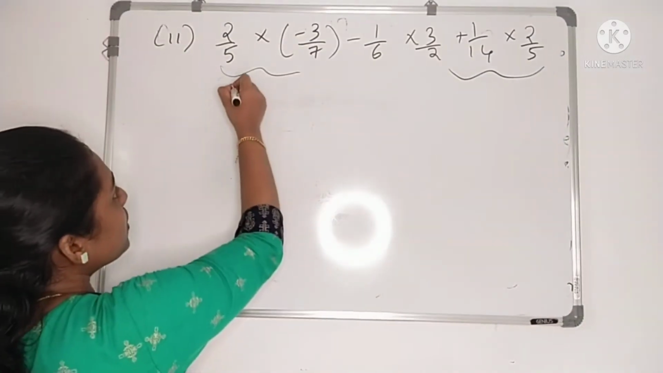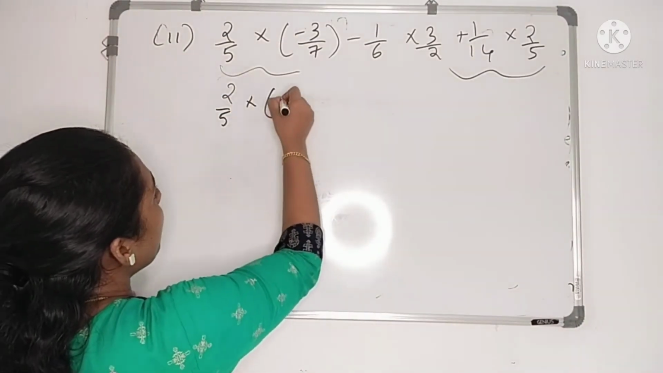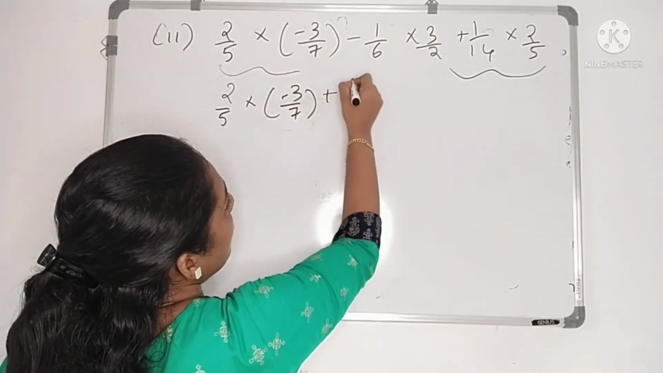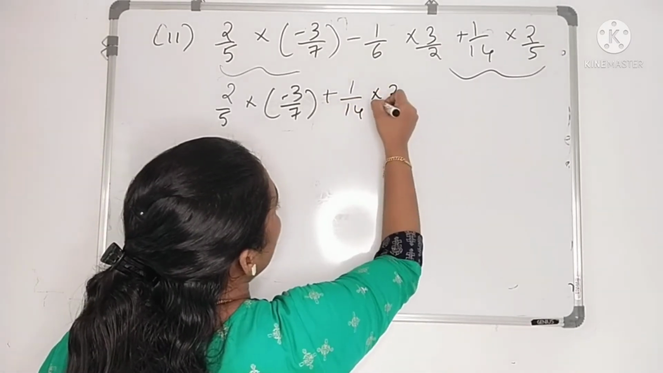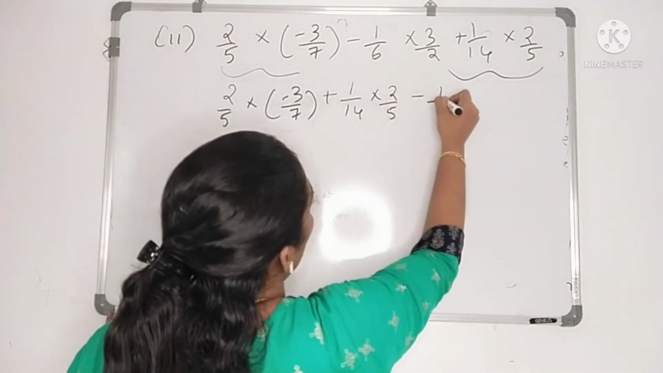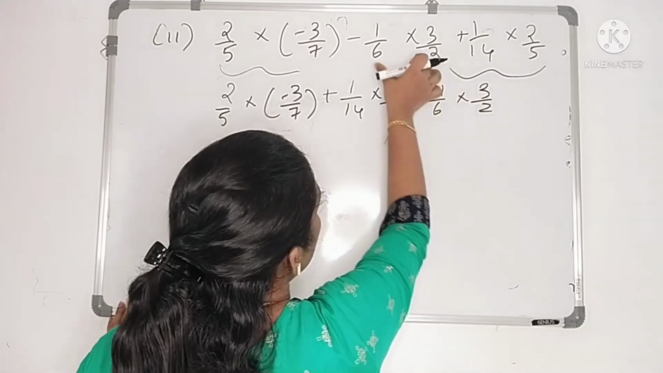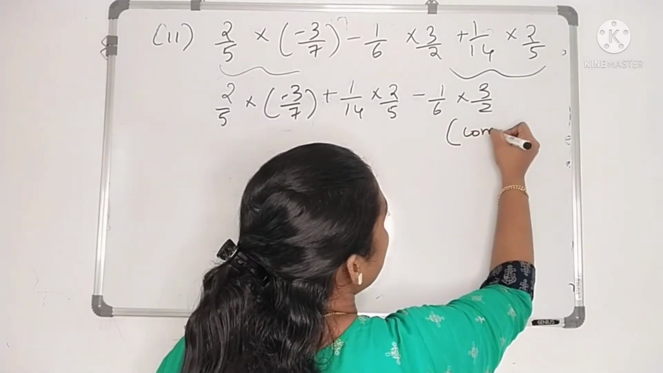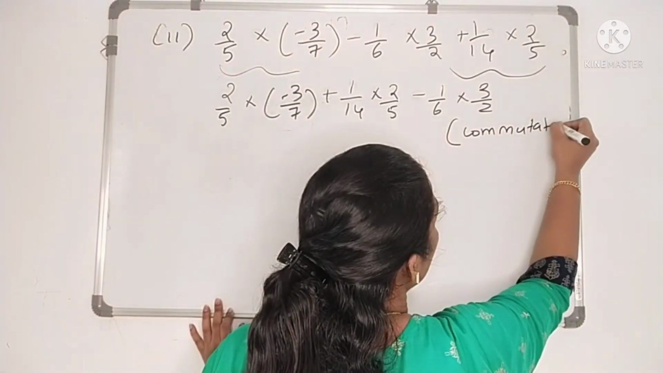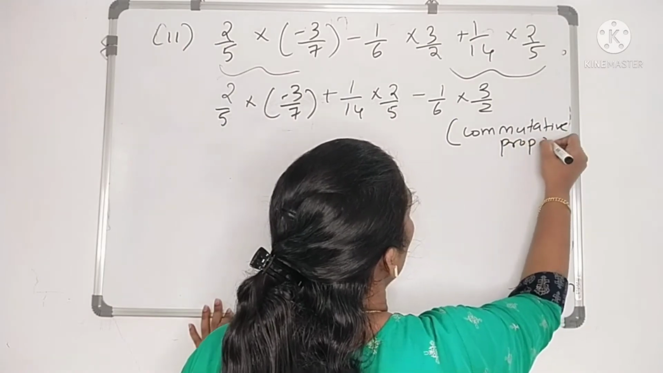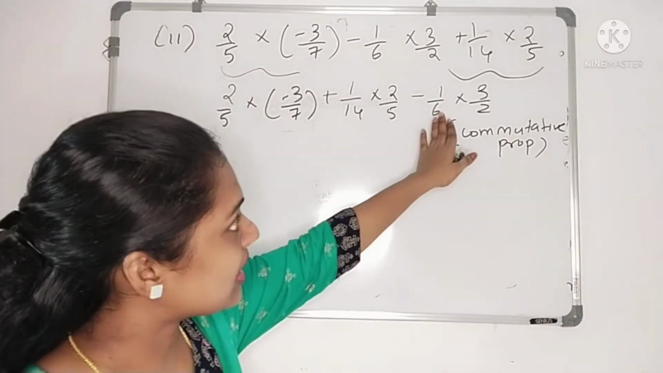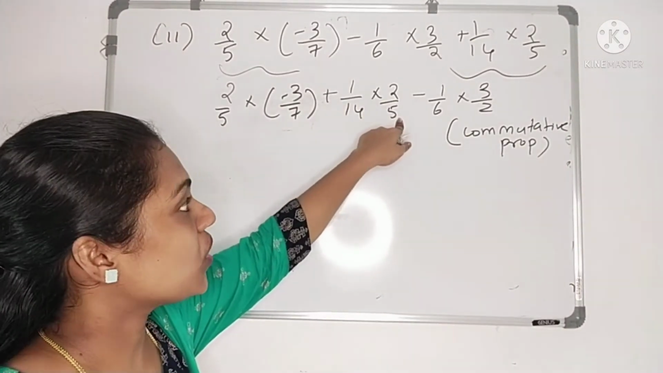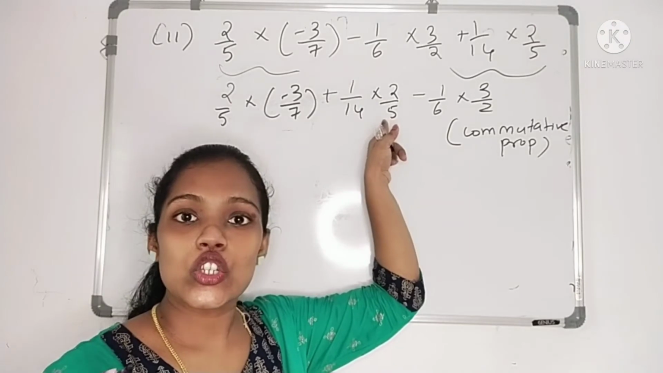Okay, so I am taking that 2 by 5 into minus 3 by 7. Now take this part here, okay, plus 1 by 14 into 2 by 5 minus 1 by 6 into 3 by 2. The rest part I have written here. Okay, so whichever property I am using here, write that property here. So commutative property. Okay, now see, in this case, I have told that 2 by 5 and here also you are having 2 by 5, right? So we have got a number common. Okay, so 2 by 5 is common.